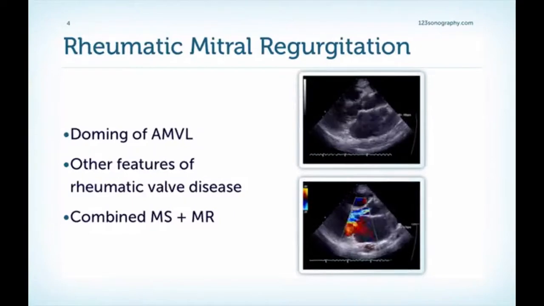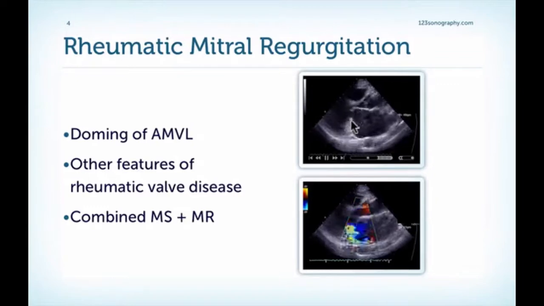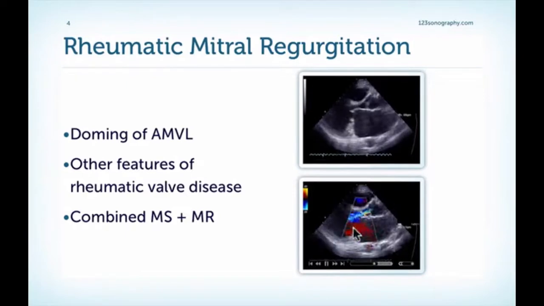Even though rheumatic heart disease primarily causes mitral stenosis, we do have many patients who also have regurgitation. The typical features of rheumatic heart disease are seen here. We've studied these already. Doming of the anterior leaflet, thickened leaflets, and here's regurgitation. The mechanism can vary. Sometimes it's a destructed valve, sometimes it's retracted leaflets which cause restriction, but it can also be a combination of endocarditis, which is secondary to the rheumatic heart disease process.